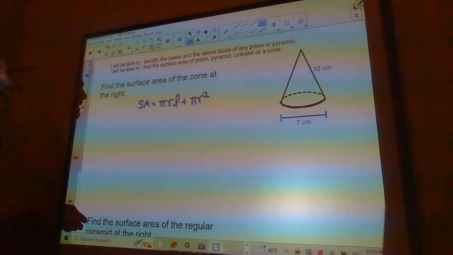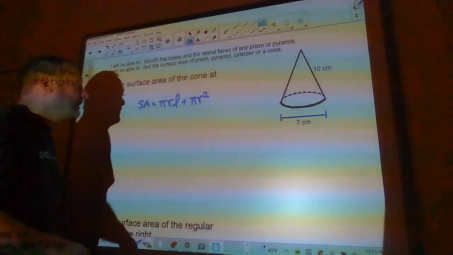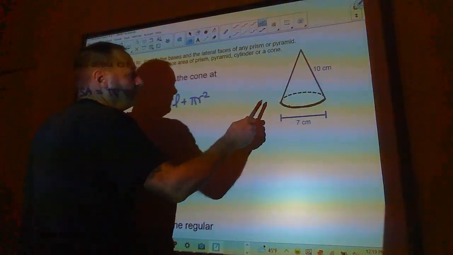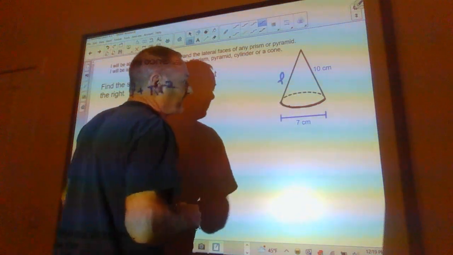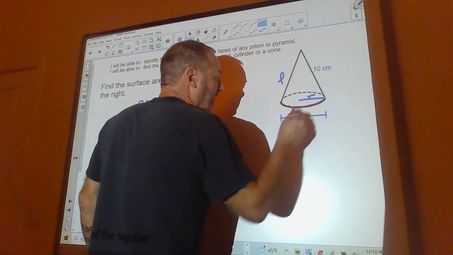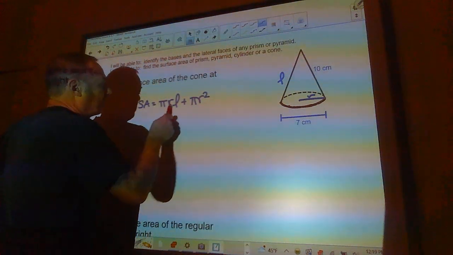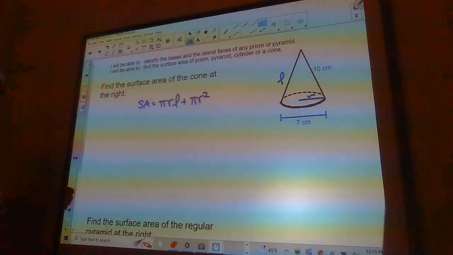Okay, so pi r squared is the area of the bottom of this thing because that's a circle, and pi RL, this is the slant height right here. It's L, and of course the radius is just whatever the radius is here of the circle. So pi r squared plus pi RL. So there you go.